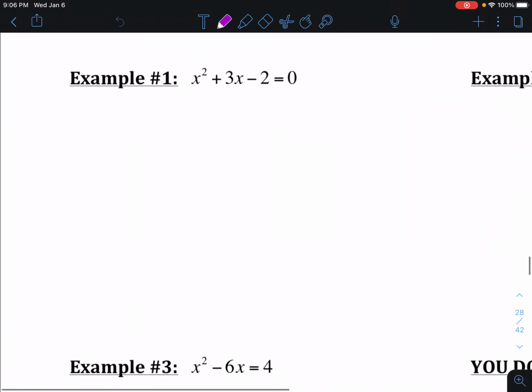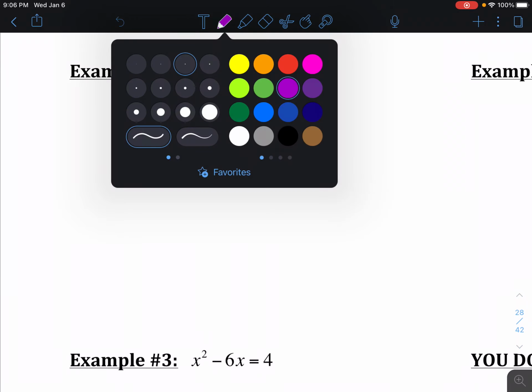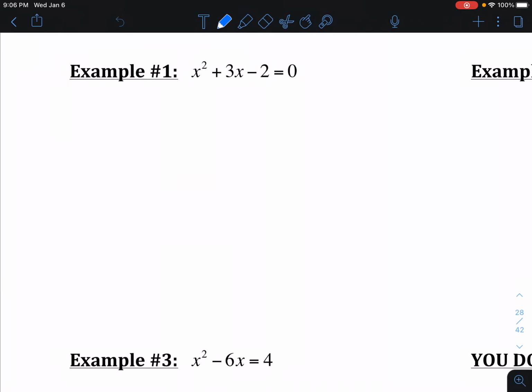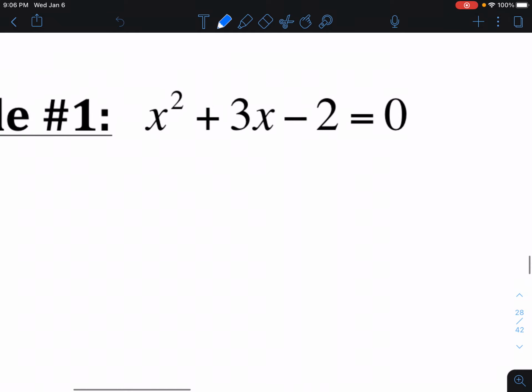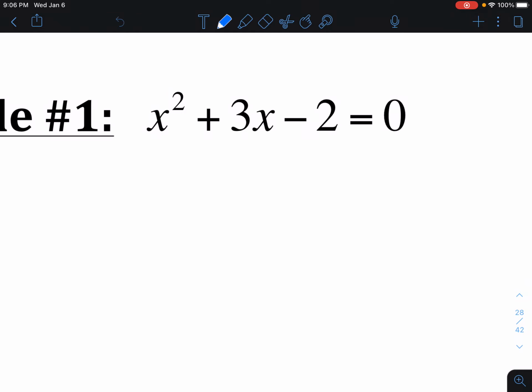Going down to example 1. The first step is always set the equation equal to 0, which it is. So after that, we look at what a, b, and c are. The a is always the term in front of the x squared, so the a here would be an invisible 1. B is always with the x term, so it's 3. And the c is always the constant term, so it's negative 2.